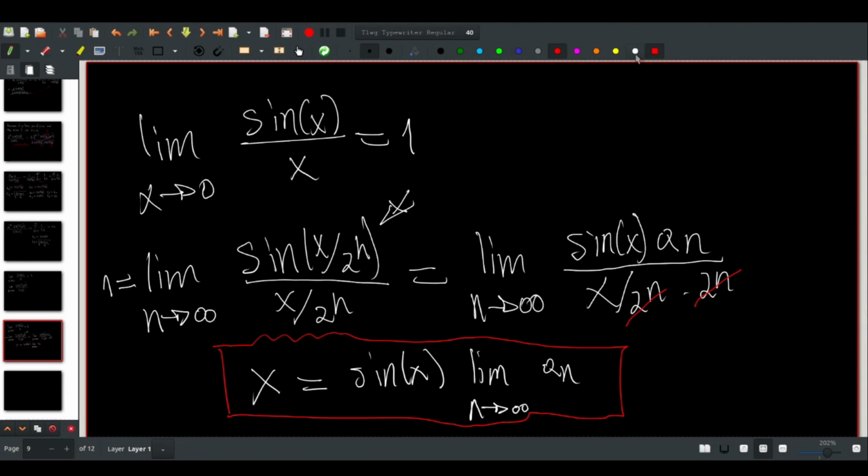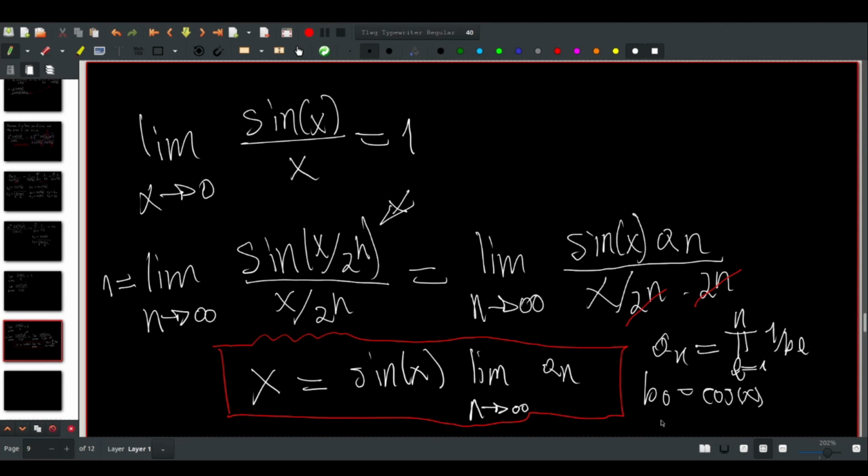And as I said, the a_n's are a product of b_n's, of 1 over b_l, and this is from l equals 1. And also remember that b_0 was cosine of x. And the b's are defined recursively.